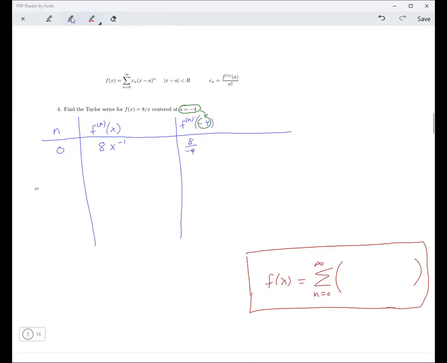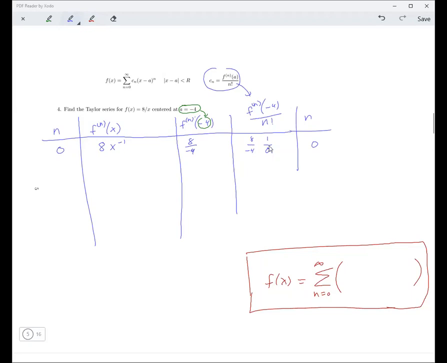Okay, so now the next column that you want is the nth derivative at -4 divided by n factorial. That's just following this formula right here. So that's going to be 8 over -4 times 1 over 0 factorial. And that's when n is 0. So let me put the n here just for good measure, for 0.